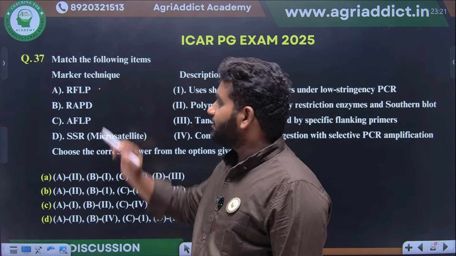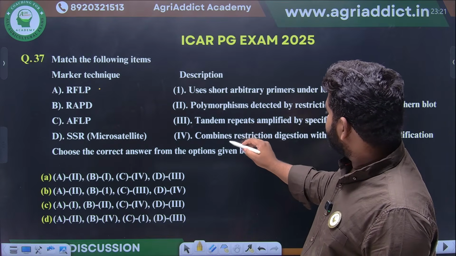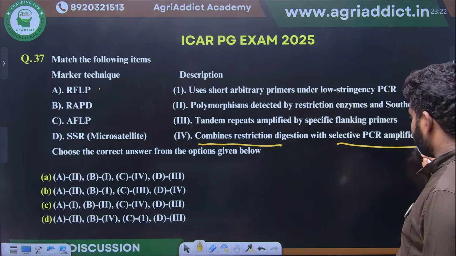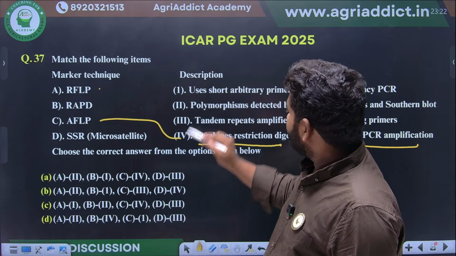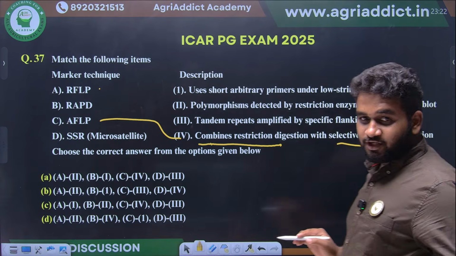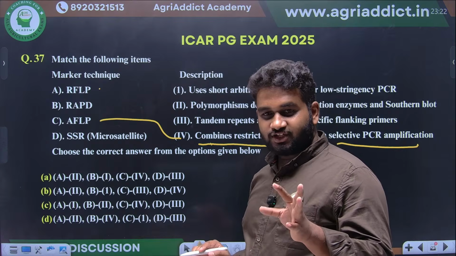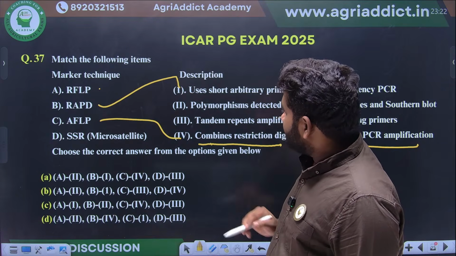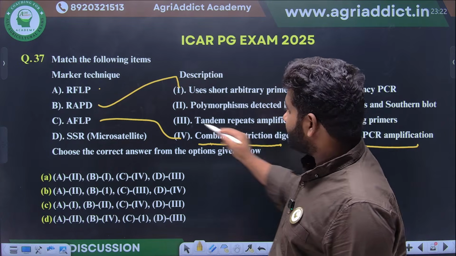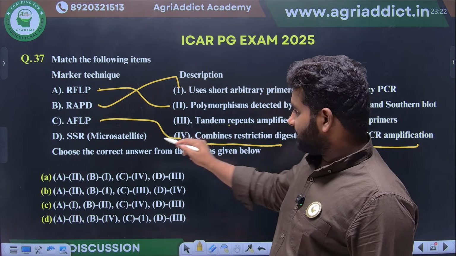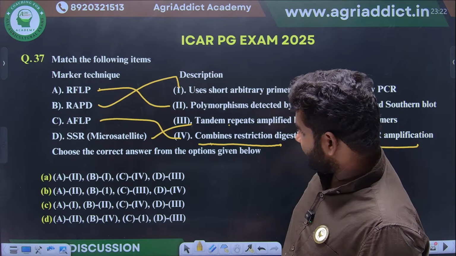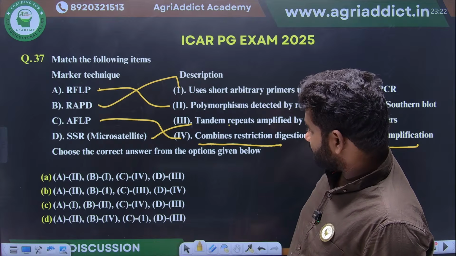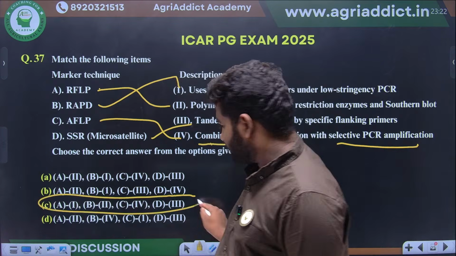First we will see RFLP. Anyway, we already discussed it. Combined restriction with selective amplification, that is your AFLP. Uses short arbitrary primers under low stringency PCR. You will use short arbitrary primers, generally 10 nucleotides, decamer, where you will use random amplified polymorphism, RAPD. Polymorphism detected by restriction enzymes and Southern blot, that is your RFLP. Tandem repeats are nothing but your SSR. A2, B1, C4, D3. Option is C.